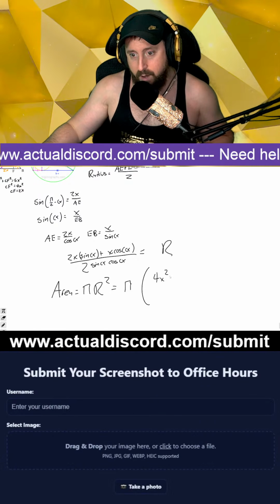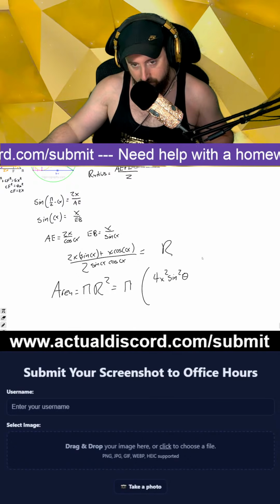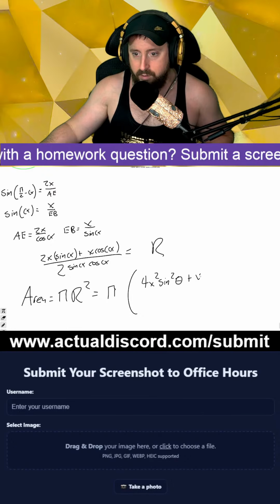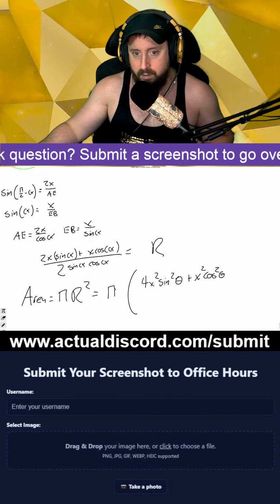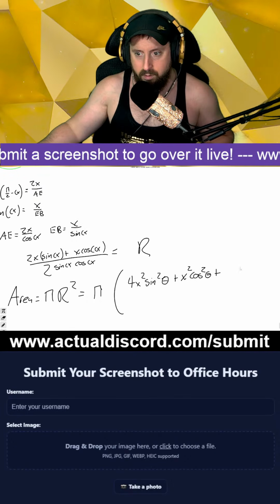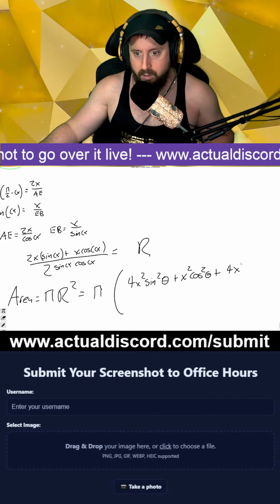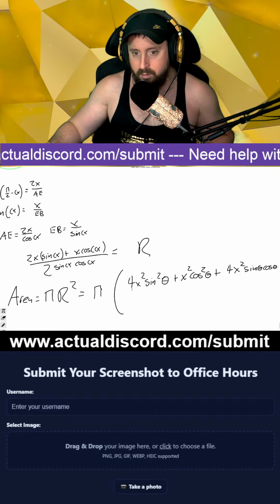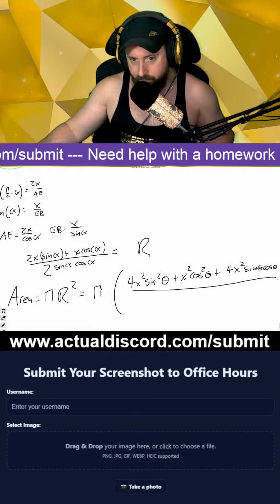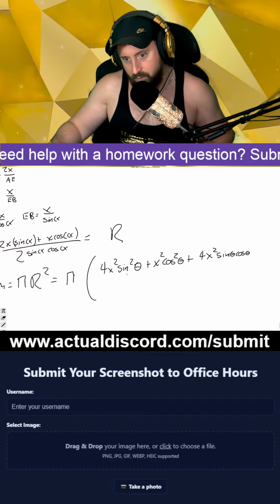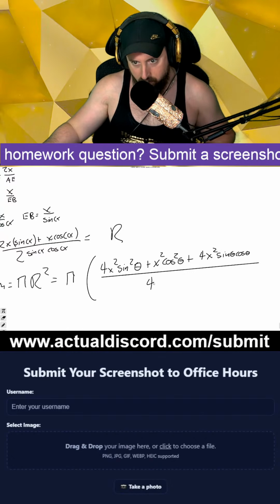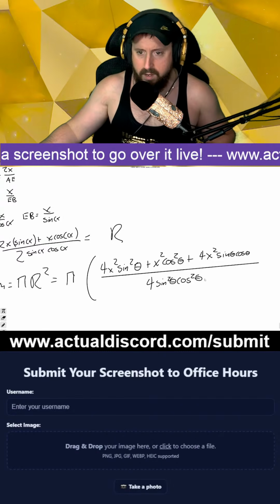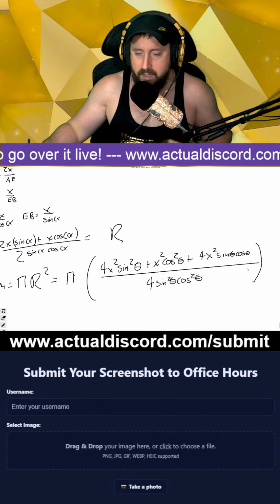So I get 4x squared sine squared. I'm going to say theta for now, just because alpha is a pain to draw. Plus x squared cosine squared theta plus 4x squared sine theta cosine theta, all over 4 sine squared theta cosine squared theta. Okay, cool. Does this simplify?